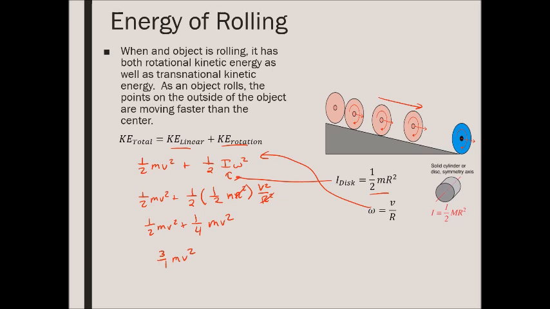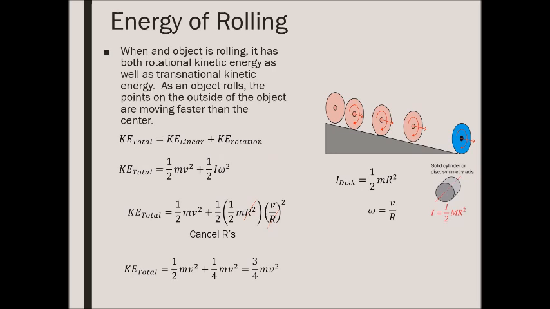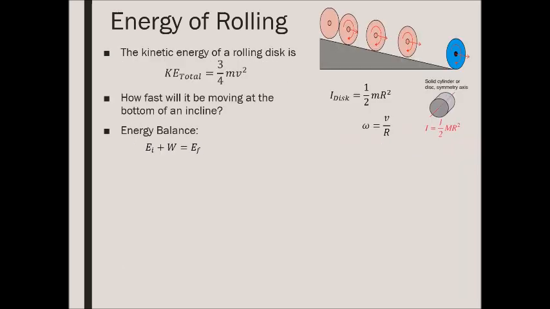This is only for a disk because every different shape will have its own I. So the kinetic energy rolling for a disk is equal to 3/4 mv squared. So here are those values again. And then how is that useful? Well, when we're looking at an energy balance, we want to know what the final speed is when we come down a ramp. And that final speed we can predict using an energy balance.